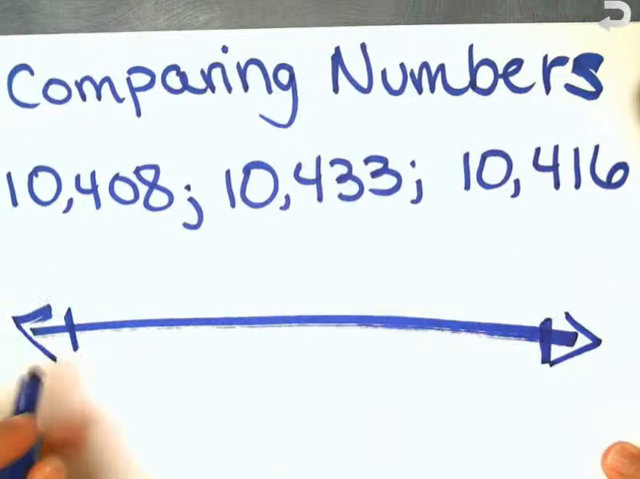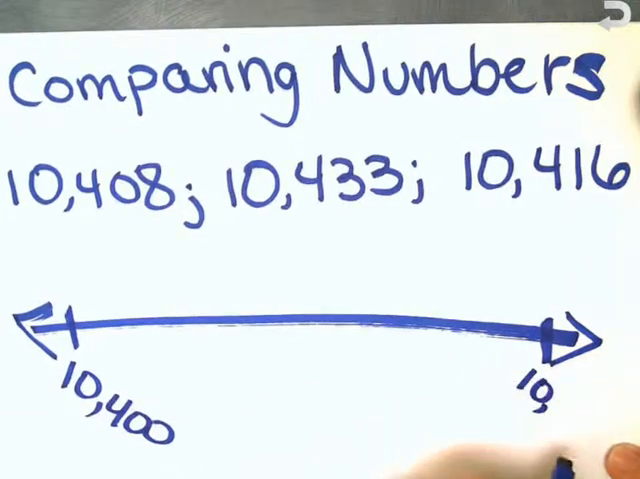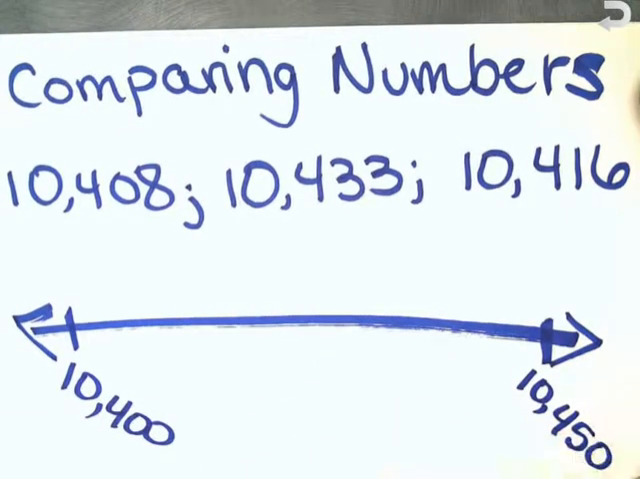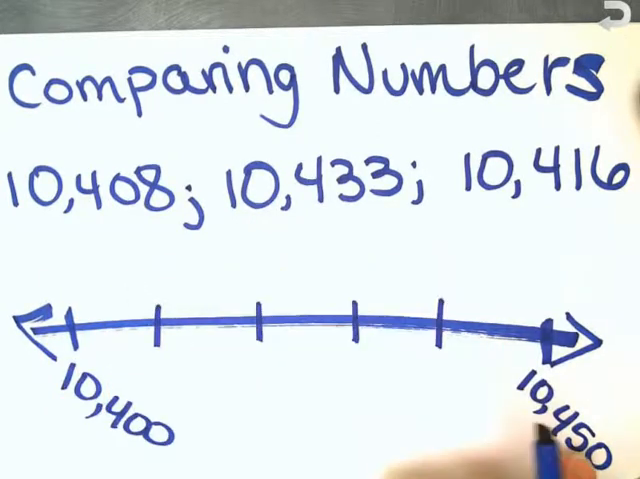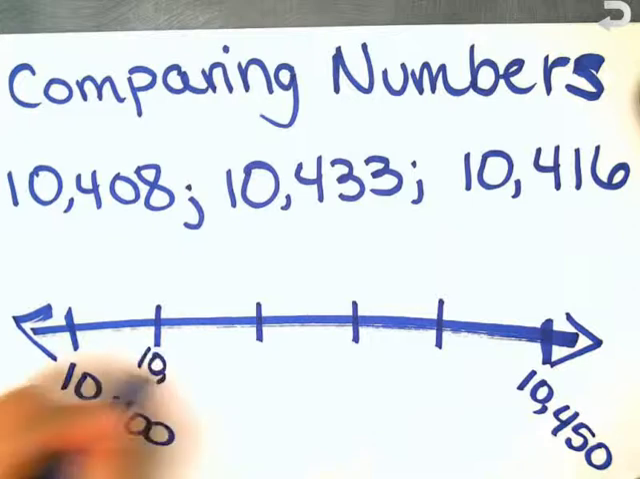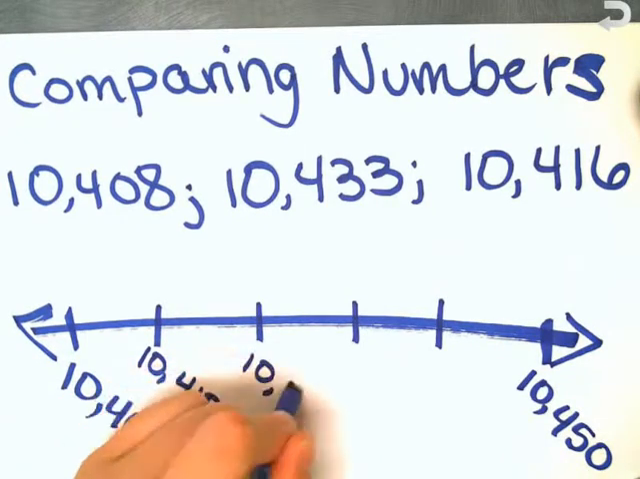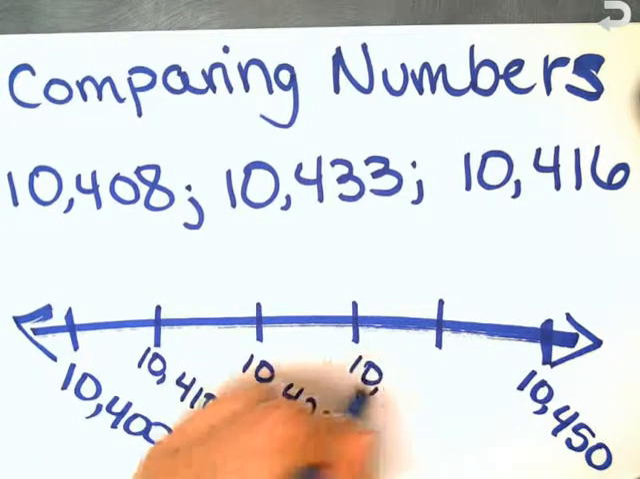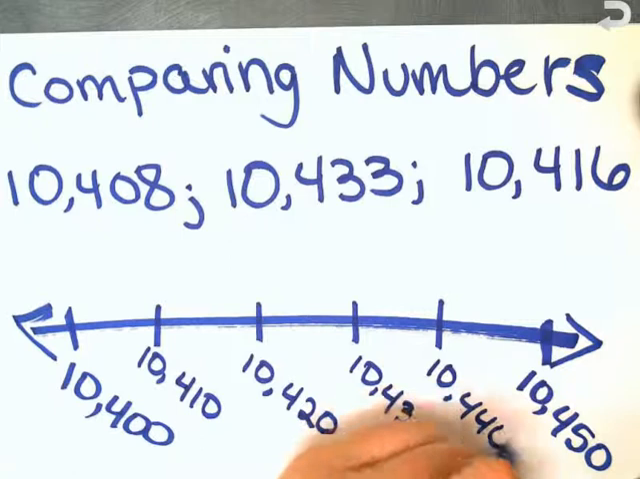I can see that each of my numbers are between 10,400 and 10,450. So then I'm going to go ahead and split this, I would say by tens. So 410, 420, 430, 440, 450. And I'm going to go ahead and plot my numbers on my number line.